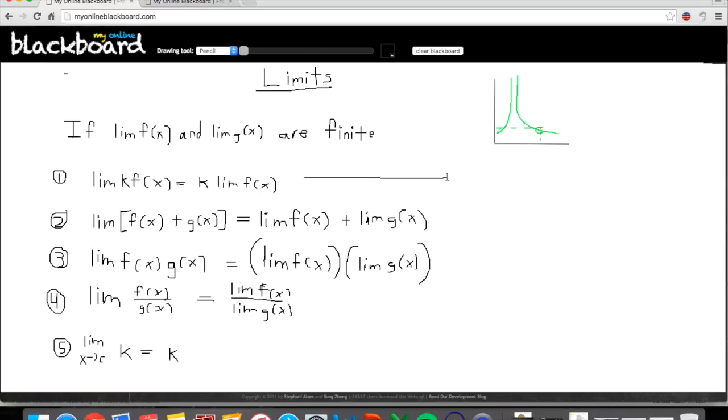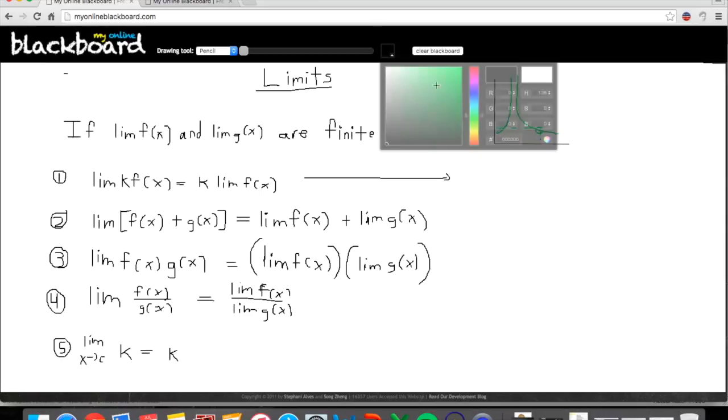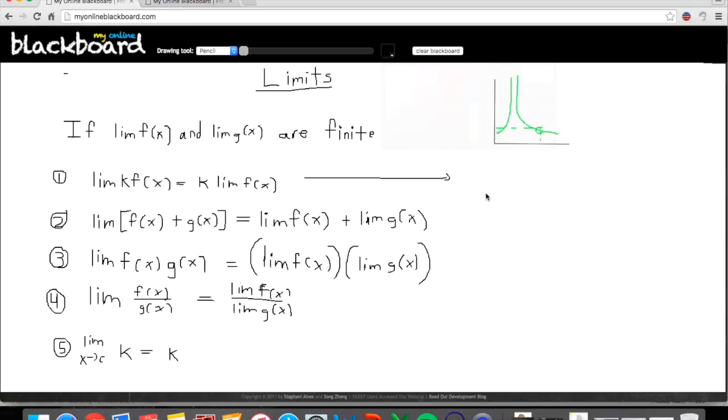I'm going to bring it over here. So let's do this one in red. It says that the limit of k times f of x is equal to k times the limit of f of x. So what that means is that, let's say I have a function x squared being multiplied by a constant 4. I could just take the limit of x squared and then multiply by 4 later. So let's try it.